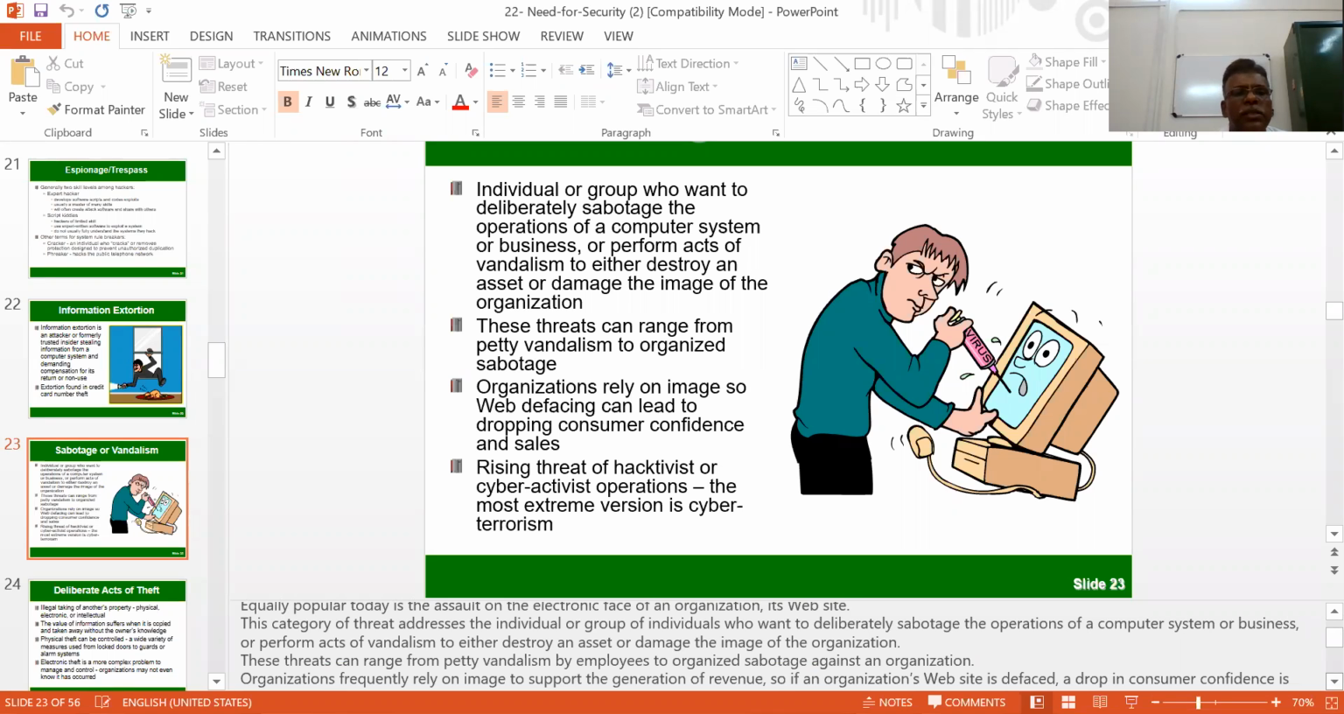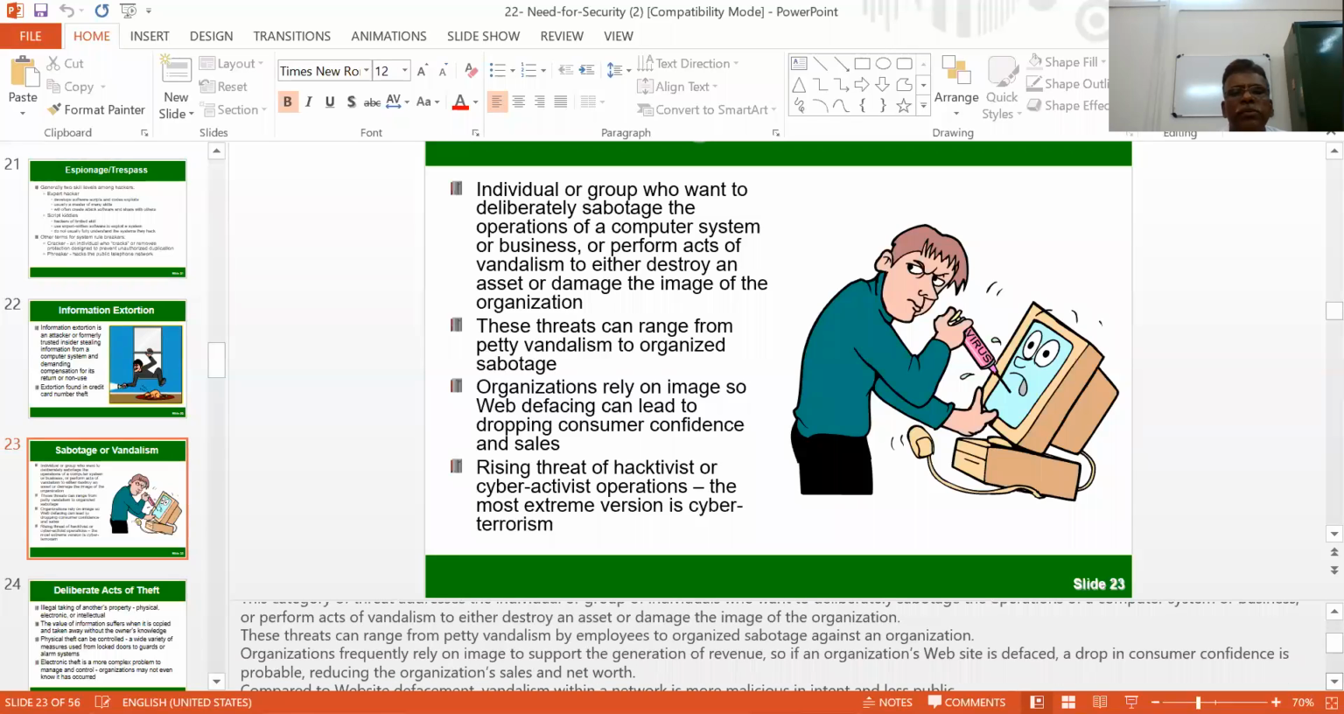performed in an organization. Is it possible to destroy? Is it possible to completely delete the properties and damage the whole image of the organization? These are the various threats, correct?